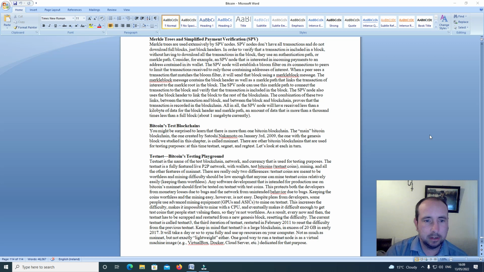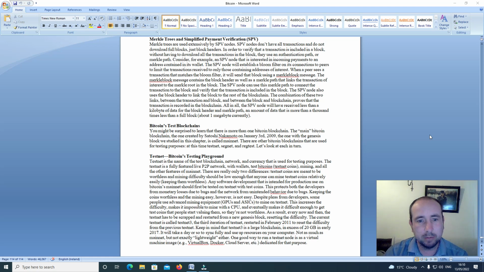Application SPV. Merkle trees are used extensively by SPV nodes. SPV nodes don't have all transactions and do not download full blocks, just block headers. In order to verify that a transaction is included in a block without having to download all the transactions in the block, they use an authentication path or Merkle path.